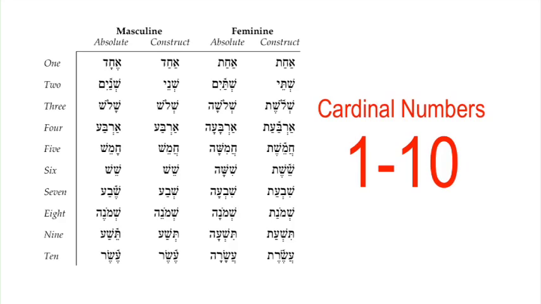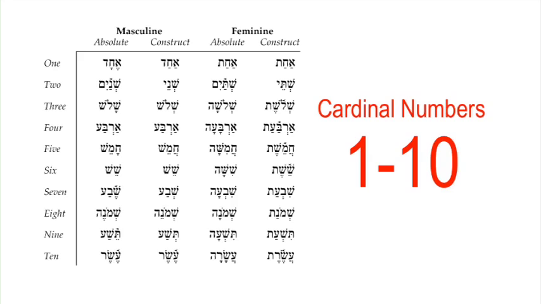We're going to begin by looking at numbers 1 through 10 in Hebrew. Now you may know how to count to 10 in German or French or Spanish. Now you're going to learn how to count to 10 in Hebrew. Look at your screen with me. On your screen, you're going to see 4 columns of Hebrew numbers. There's the masculine set of numbers in the first 2 columns, and the feminine set of numbers in the second 2 columns, numbers 1 through 10.